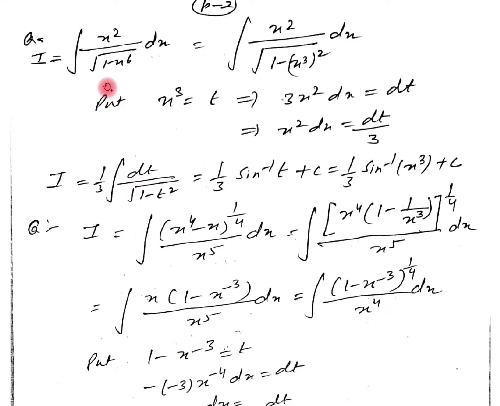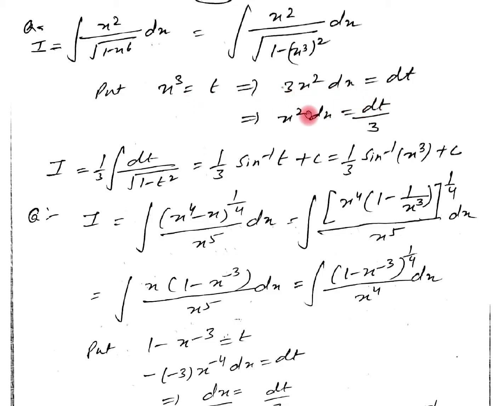Now here the question is to integrate x square upon under root 1 minus x6. Again it can be written as integral of x square under root 1 minus (x cube) square. Now we know the derivative of x cube is 3x square, so we can easily put x cube equal to t. Then, differentiating both sides, 3x square dx equals dt. It means x square dx equals dt by 3.